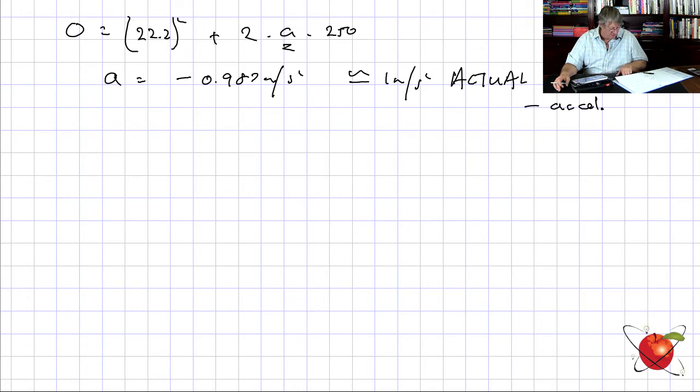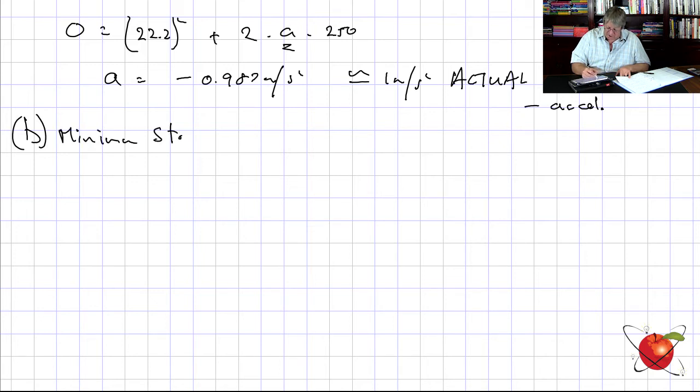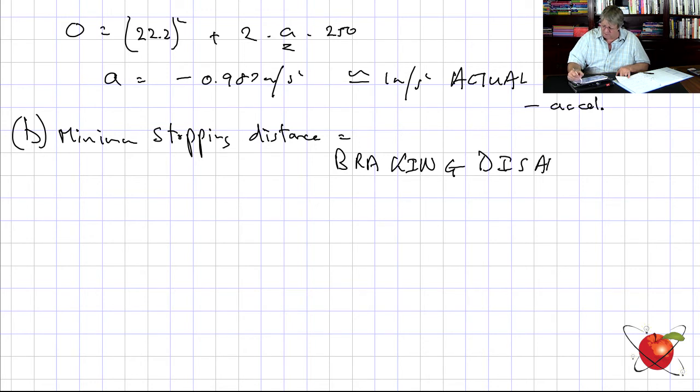The next question, part B, would be the minimum stopping distance. Let me just write it down: B, minimum stopping distance equals the braking distance, which I've worked out above. I think it was 49.37 meters.